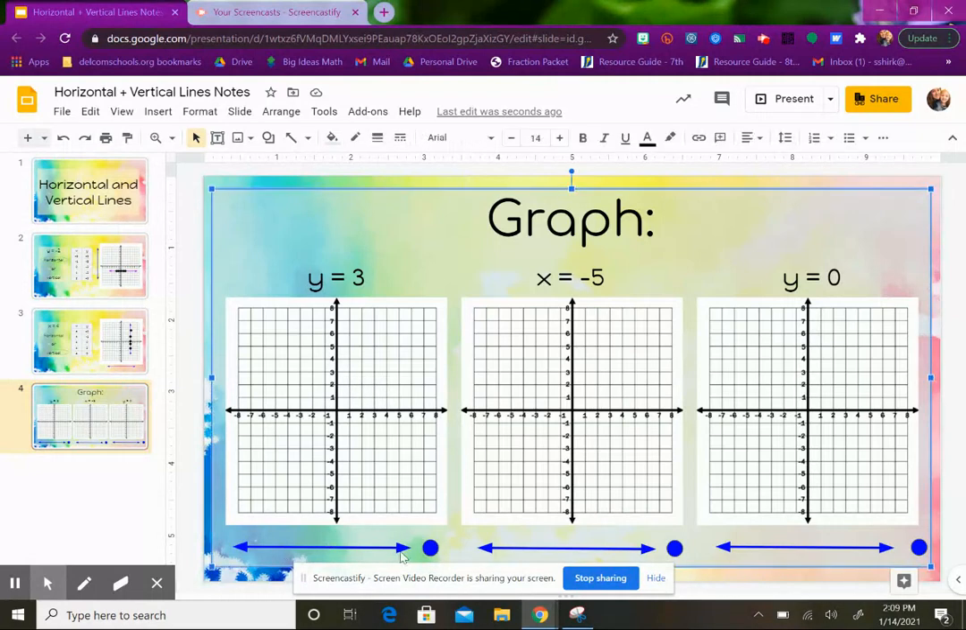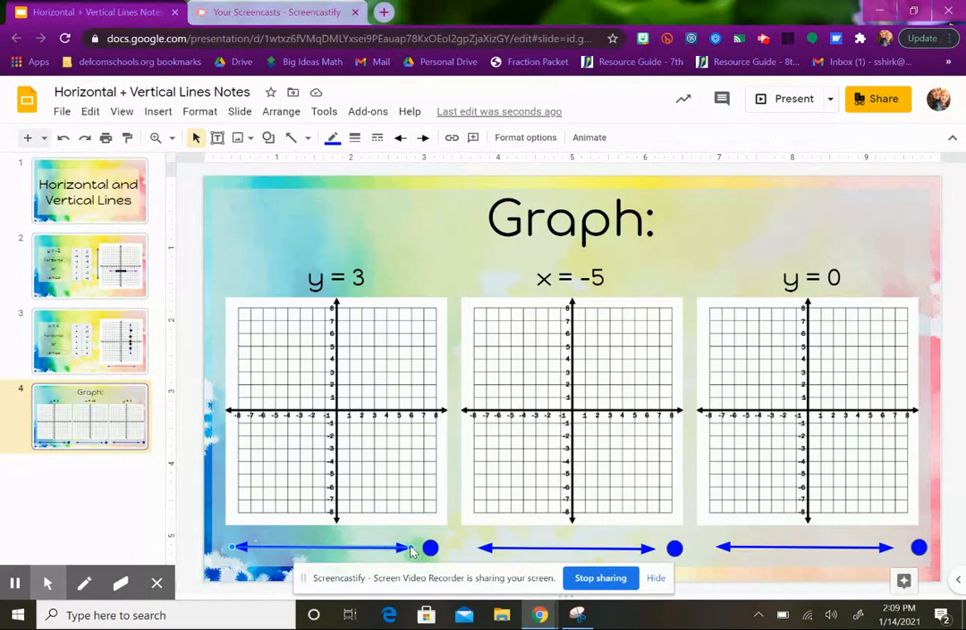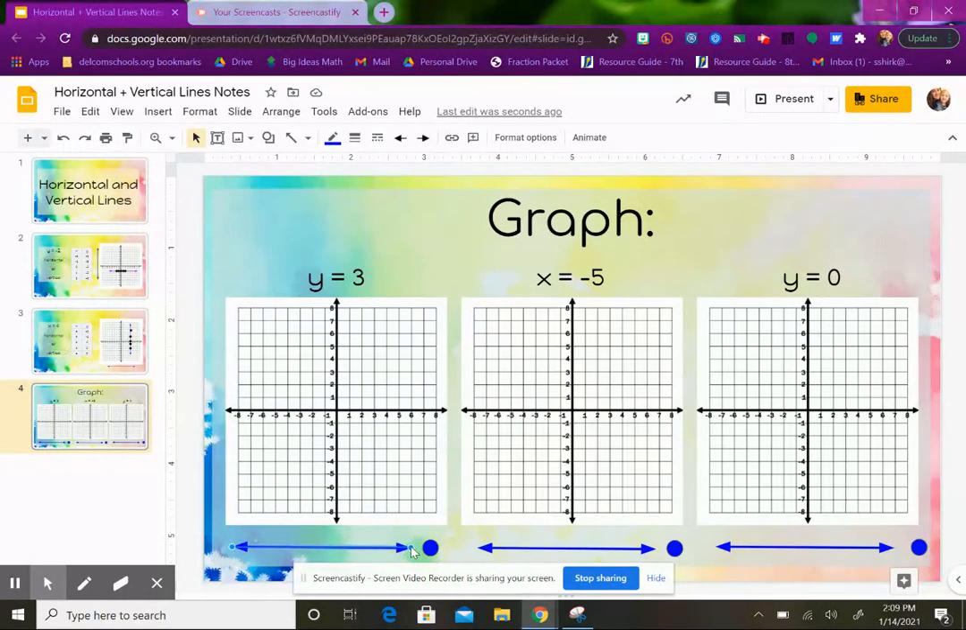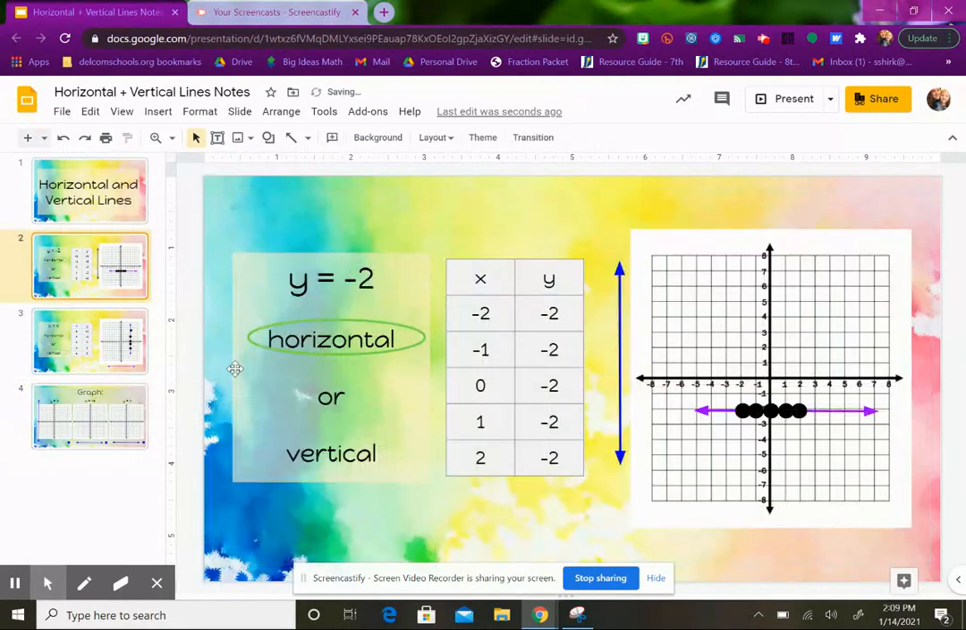If it is a vertical line, you do have to turn this line and make it vertical. You can do that by clicking on it and dragging the line, making it a vertical line. Or some of my skilled students, you can easily go and copy and paste this one if you'd like.